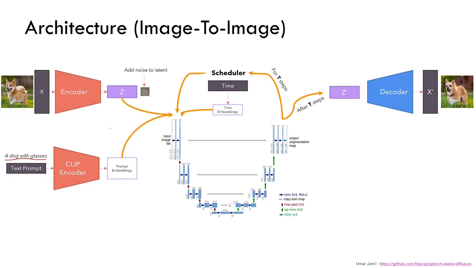How does it work? We encode the image with the encoder of the variational autoencoder, and we get the latent representation of our image. Then we add noise to this latent, because the unit, as we saw before, its job is to denoise an image. But of course, we need to have some noise to denoise. So we add noise to this image, and the amount of noise that we add to this starting image here indicates how much freedom the unit has in building the output image, because the more noise we add, the more freedom the unit has to alter the image.